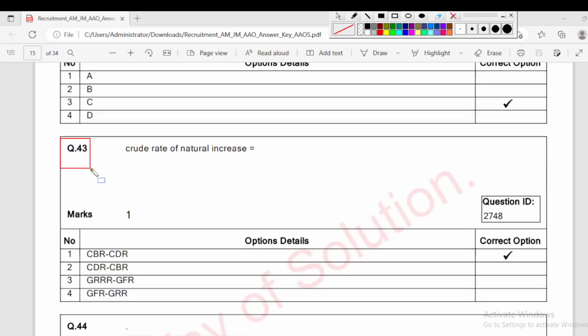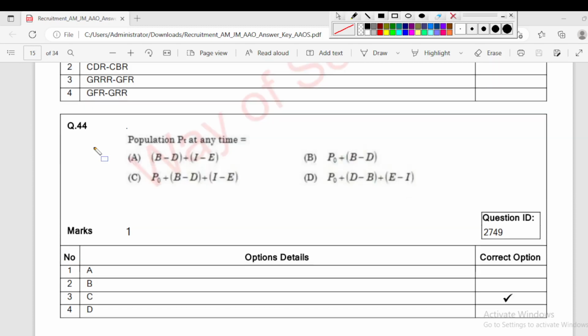Question number 43. Rate of natural increase is equal to option 1, CBR minus CDR. Question number 44. Population Pt at any time t is option C, P naught plus B minus D plus I minus E.